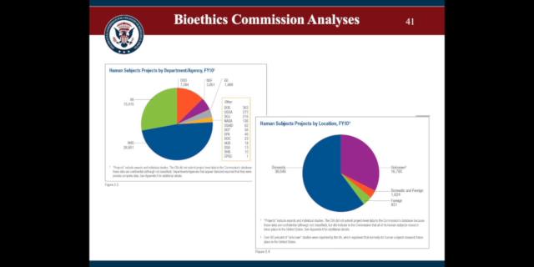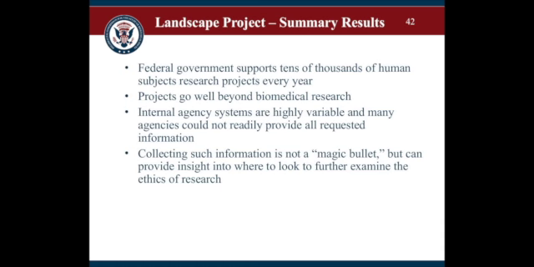In these figures, you can see some of the analyses that the Commission undertook as part of the Landscape Project. For example, looking at human subjects projects by department and agency over 2010, and looking at those projects by location in the same year. Ultimately, the Commission drew many conclusions from the Landscape Project, as you'll see on the slide. Importantly, it recognized that collecting this project-level information is not a magic bullet, but can provide insight into where to look further to examine the ethics of research.